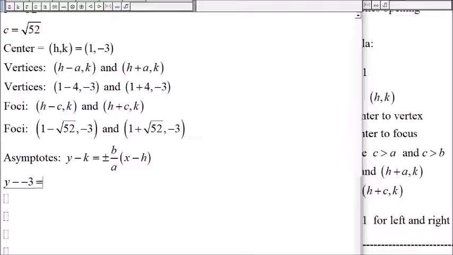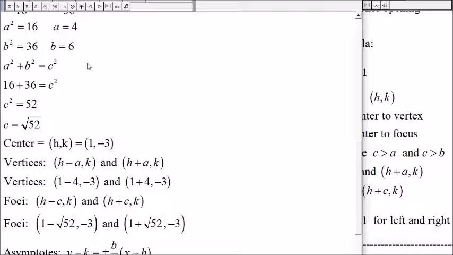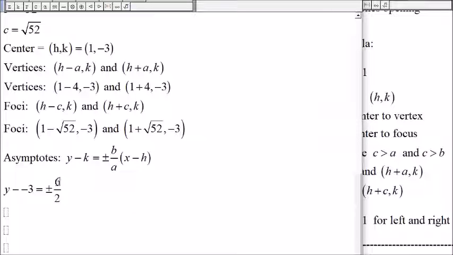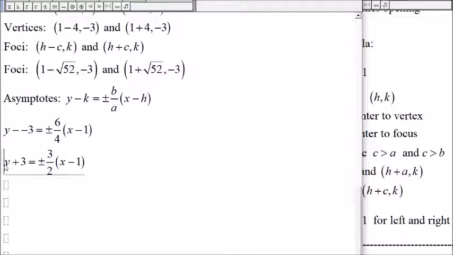So here we have y minus negative 3 equal to plus or minus 3 over 2. We have a 6 over 4, which is 3 over 2. Three over 2, and then we could also write it like this. Bring the 3 to the other side.